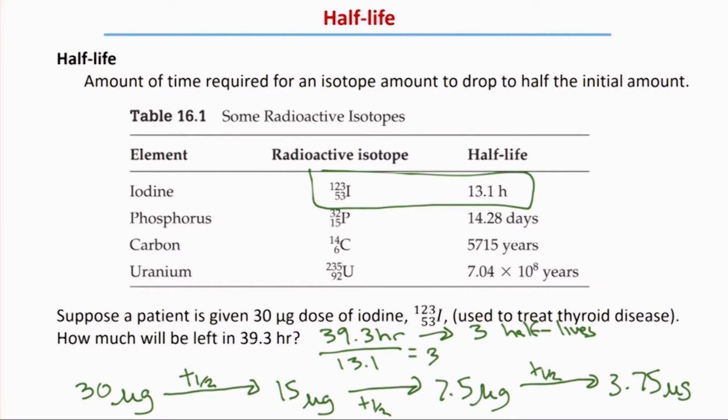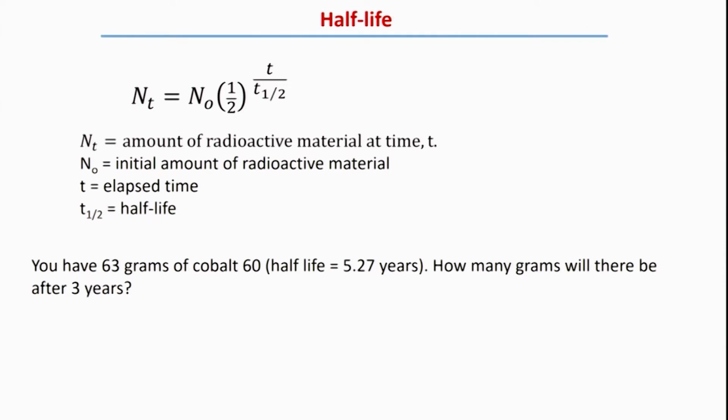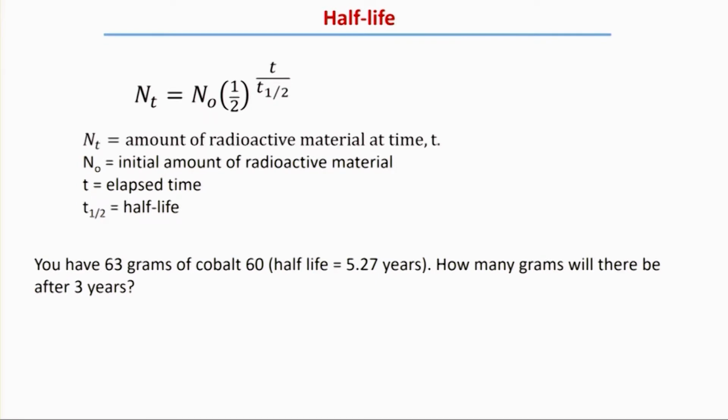Not too bad. Let's look at a calculation with this. It's important to know, we actually used this calculation, but you didn't really know it. So N_t is the amount of radioactive material at time t. And N_0 here is the amount that you started with, the initial amount. And t is the elapsed time, and then T 1/2 is the half-life of that isotope specifically.